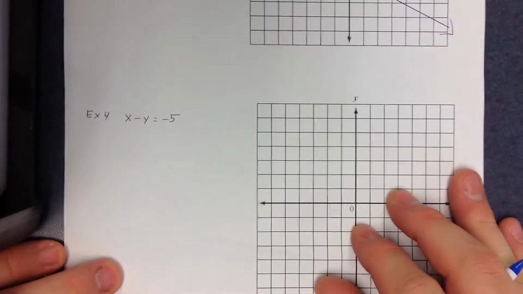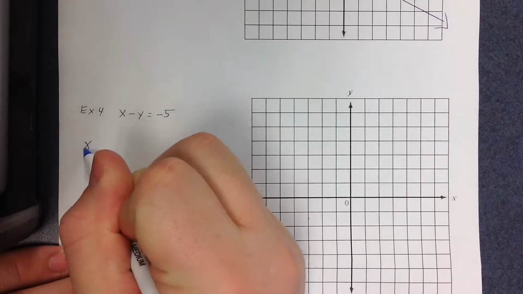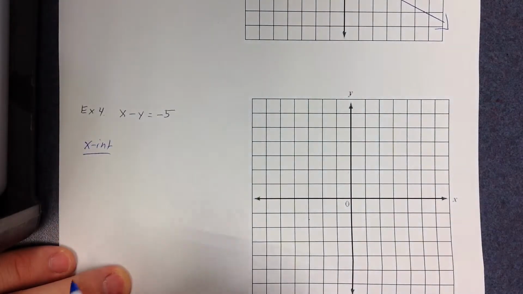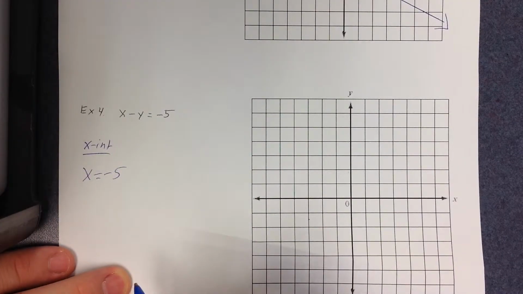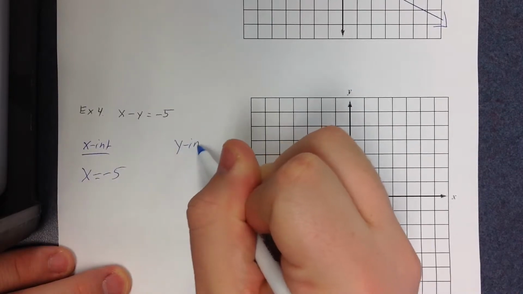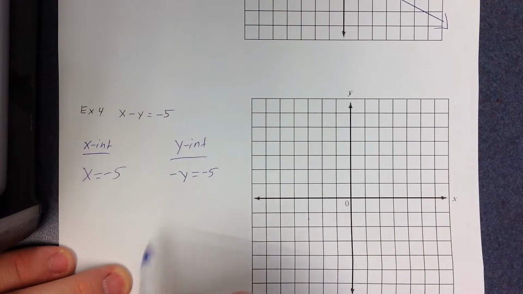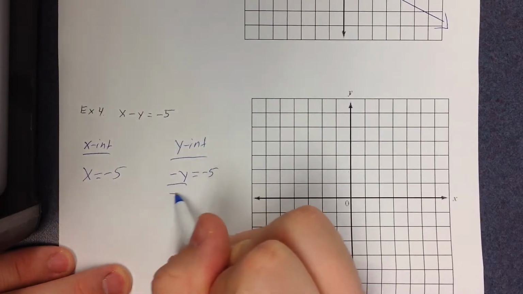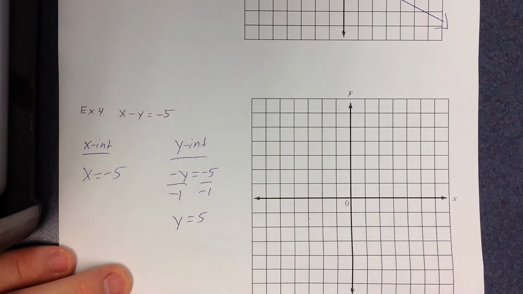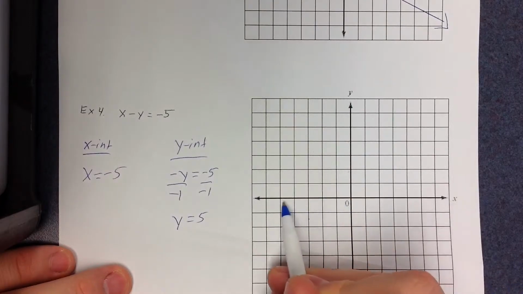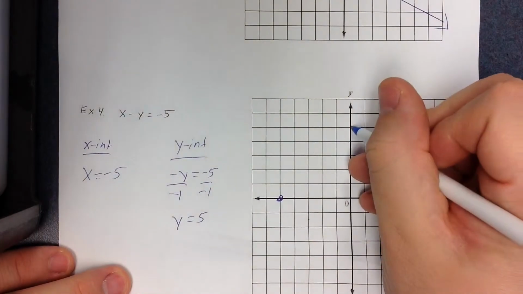Now the last example we're going to look at is x minus y equals negative 5. So again, the x-intercept, I take out the y term, so I'm left with x equals negative 5. So I actually have nothing I need to divide there. The y-intercept, if I take out the x term, I'm left with negative y equals negative 5. Again, this is like a negative 1y, so I have to divide both sides by a negative 1, which gives me y equals positive 5. So my x-intercept is negative 5, and my y-intercept is positive 5.